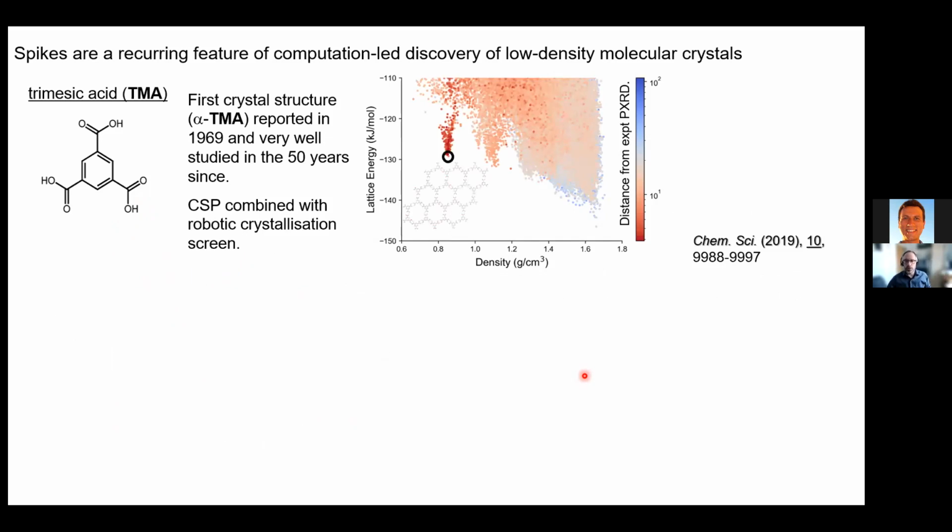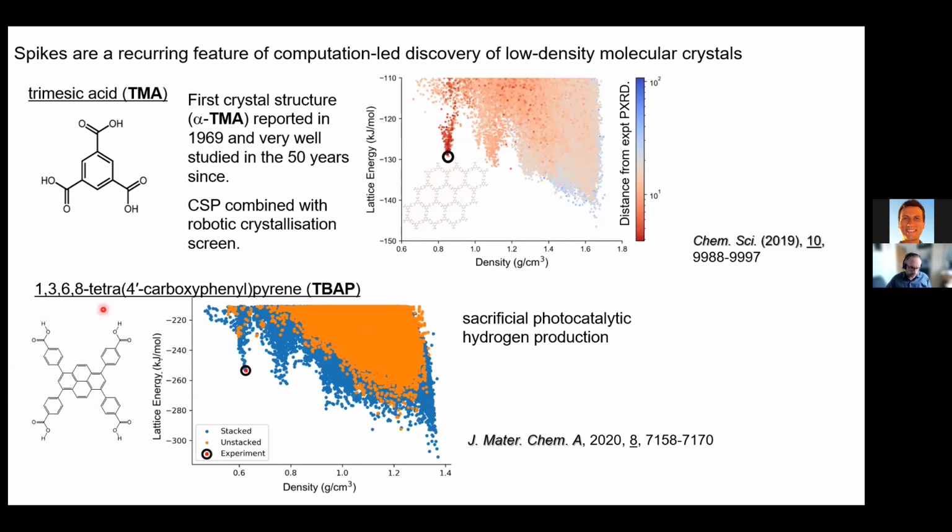Trimesic acid, we found a new polymorph of this after CSP found another of these low density spikes corresponding to this open structure of trimesic acid, which we published a couple of years ago. This molecule, this pyrene substituted molecule, which we're looking at as a photocatalyst, again has a very low density structure, which we got to experimentally, and has the nicest catalytic properties. And it's one of these low density, high energy spikes. So these seem to be important, but we want to understand them more.